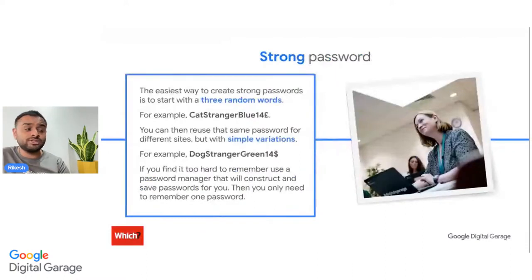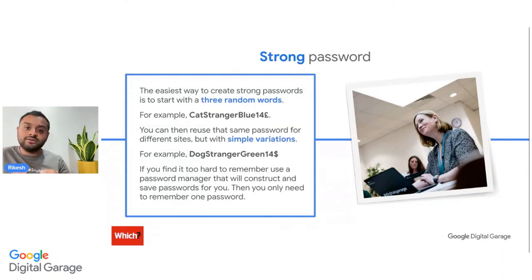So in terms of strong passwords, the easiest way, as you can see here on screen, to create strong passwords is to start off with 3 random words. You've got an example here on screen of cat, stranger, and blue. And then you've got numbers, so you've got 14, and then you've got a special character, which in this case is the British pound sign.